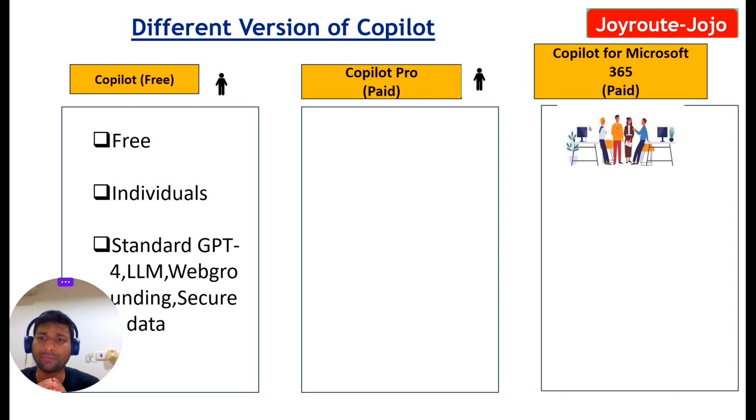Another benefit here is you get web grounding, which means when you search for some data, it actually searches the web when answering that question. So these are the advantages of Copilot Free. When you talk about the limitations, there are restrictions on how often or how much you can use GPT-4. So I can show you how the Copilot Free version looks in Windows and in the Edge browser.